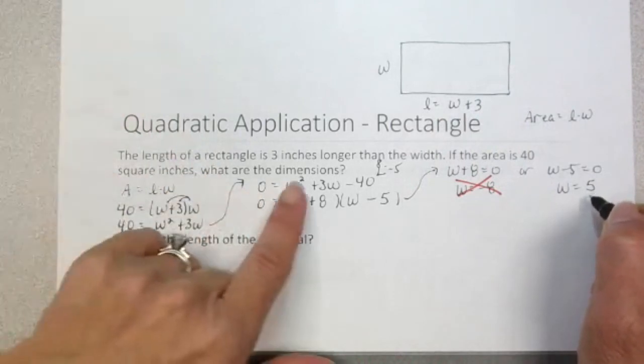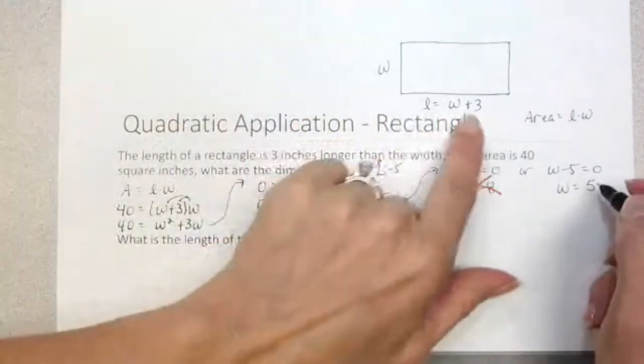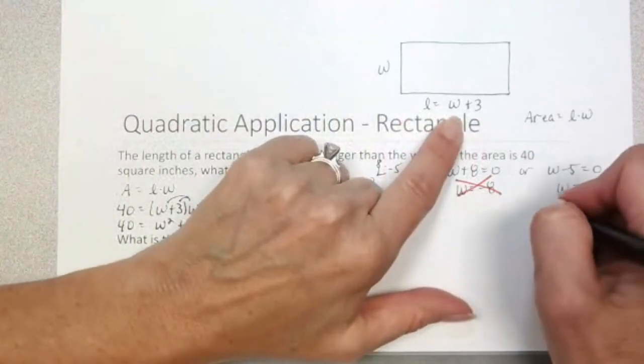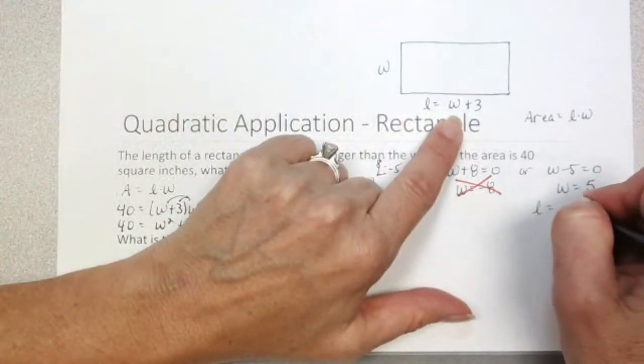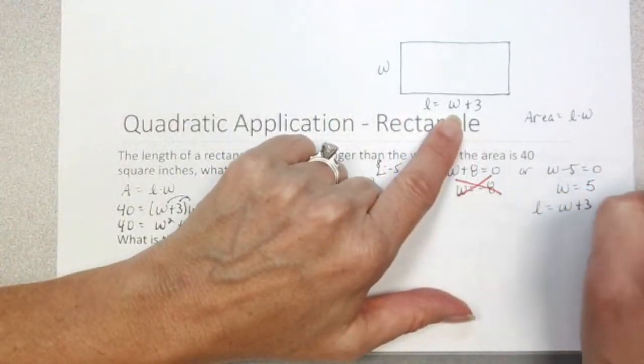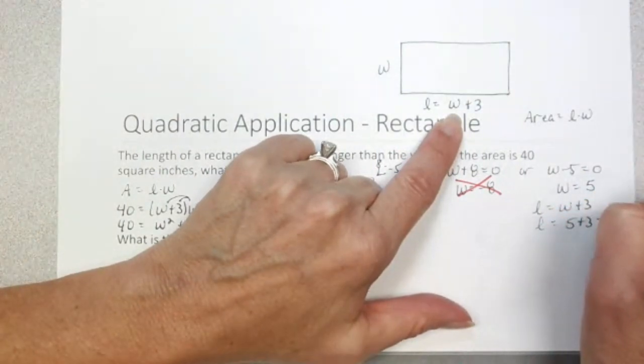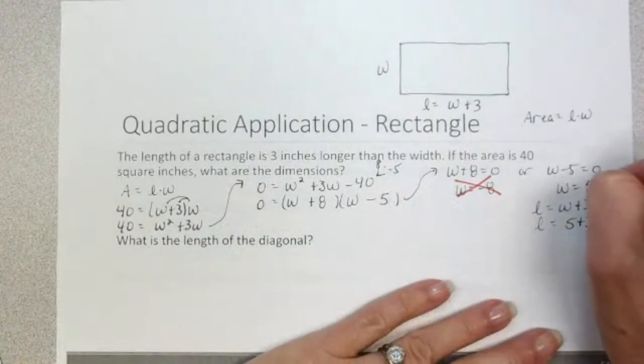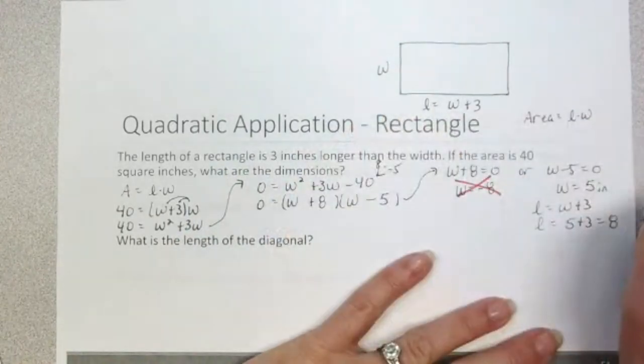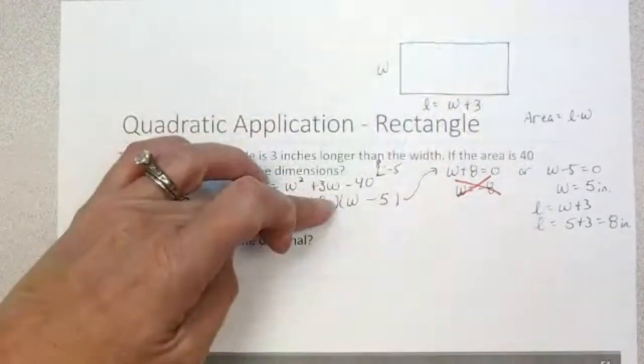We know the width. What were the dimensions? Well, if the width is 5, the length is W plus 3, or the length here is going to be 5 plus 3, or 8 inches. 5 inches by 8 inches then is going to be the dimension of that rectangle.